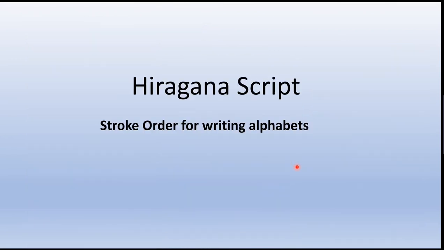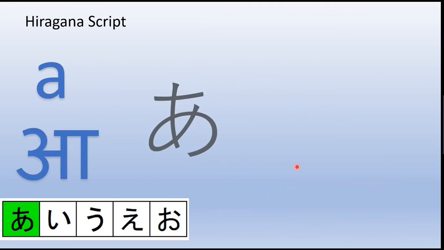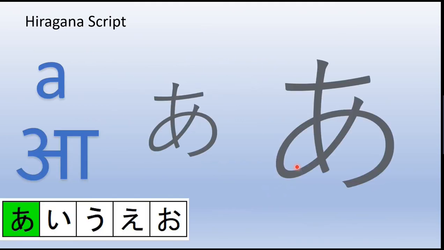So, hiragana script, stroke order for writing the alphabets. It is very important to note the stroke order for writing these alphabets. So let's see how these alphabets are written. The first is the A sound. So this is the A letter, and how do we write this?